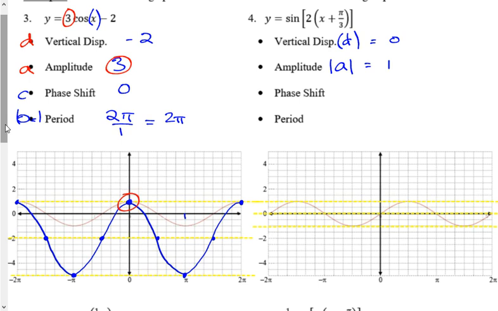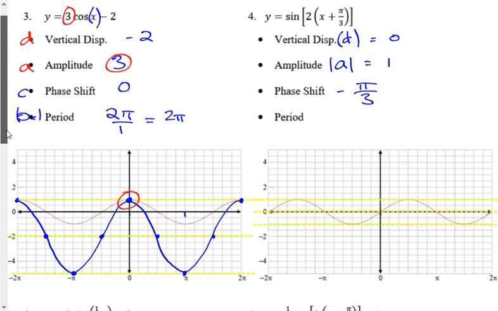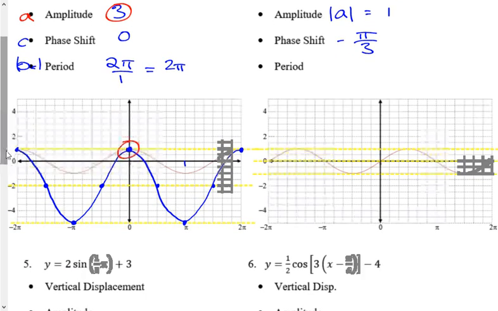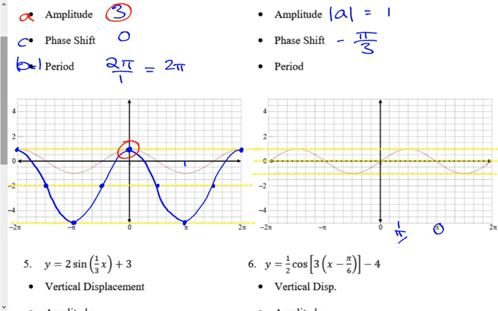Phase shift. Armahan, what's the phase shift for this function? Pardon me? Negative pi by 3. I agree. So, at this point, I need to look at my scale. And I see there's pi. So that's 6 grid lines. So 3 grid lines is pi by 3, but I want to go in the negative direction. So I'm going to be here at negative pi by 3.